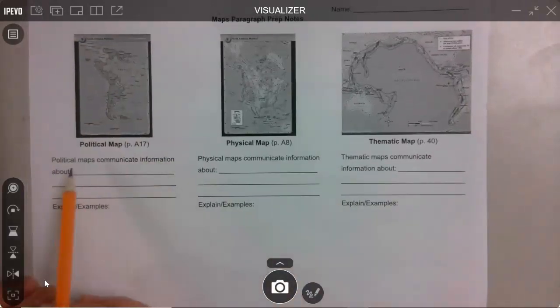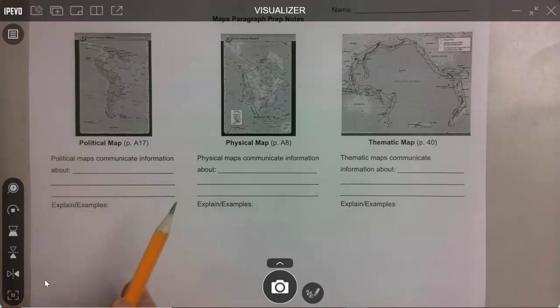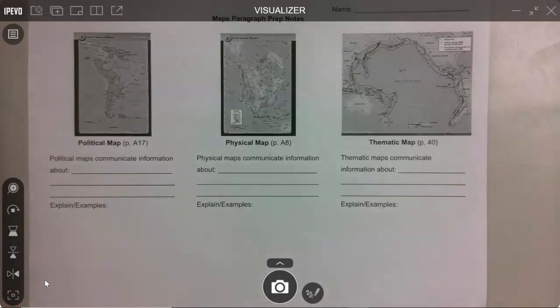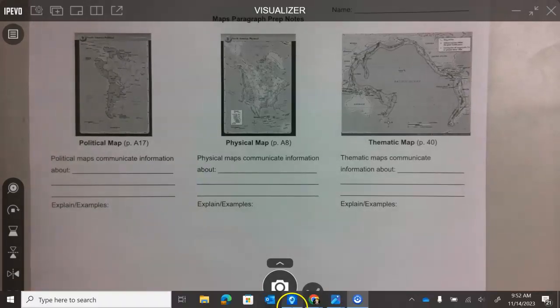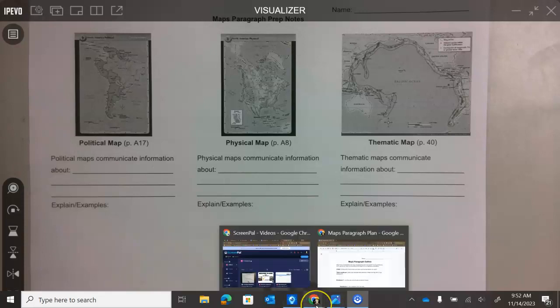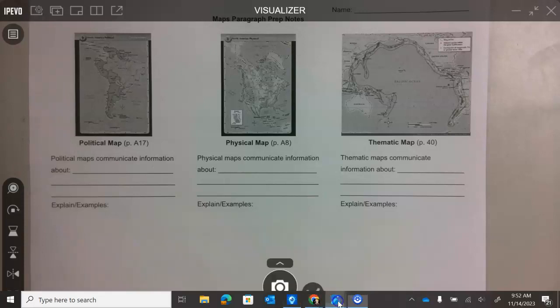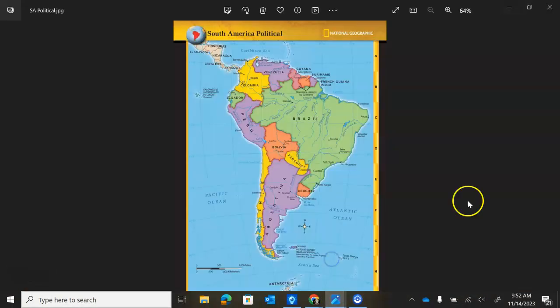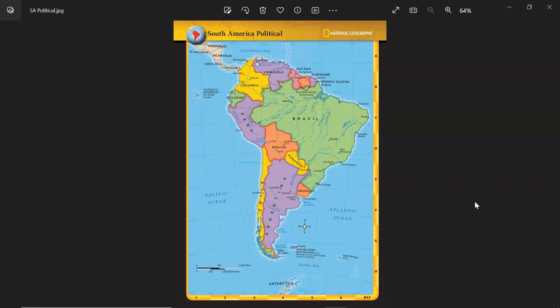Political maps communicate information about blank. What can they tell us about? So go ahead, pause the video. You are welcome to go back to your INB, or I will put this political map up on the screen too. And if you want to answer that question on your planning sheet about what political maps communicate, once you've given it some thought and written down some answers, you can go ahead and start the video again.